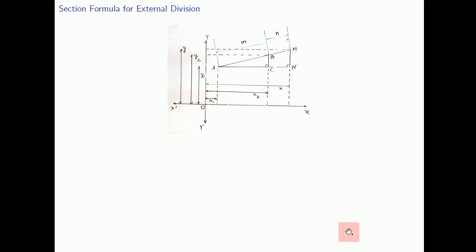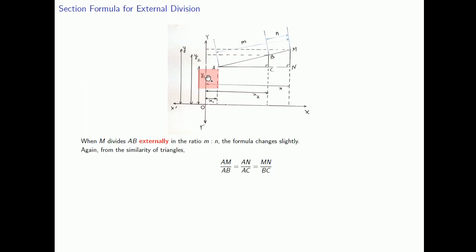Now let's see what the formula says if M divides the segment AB externally. By external division we mean the point M does not lie between A and B. It can be to the right of B or to the left of A. So nonetheless the formula remains the same, whether the point lies to the right of B or to the left of A. So we'll see how the formula changes.